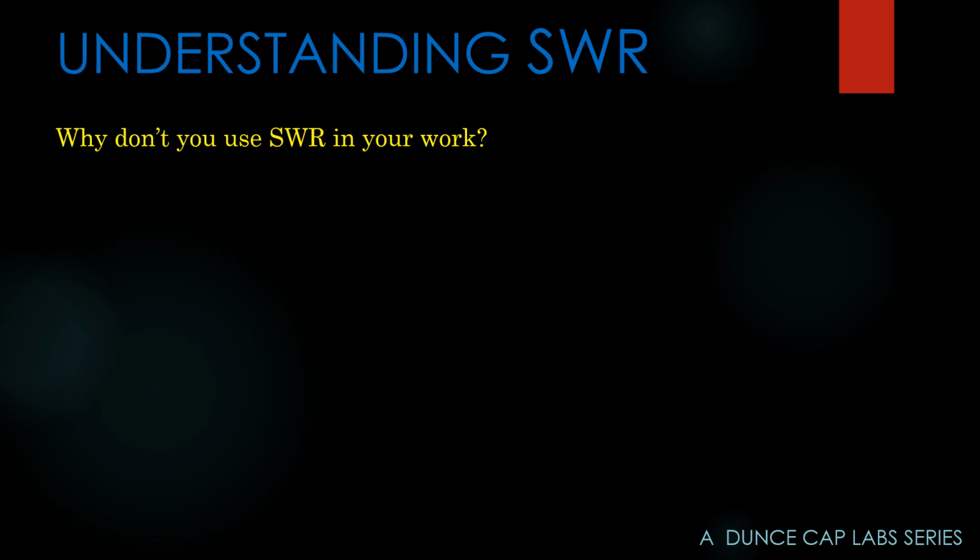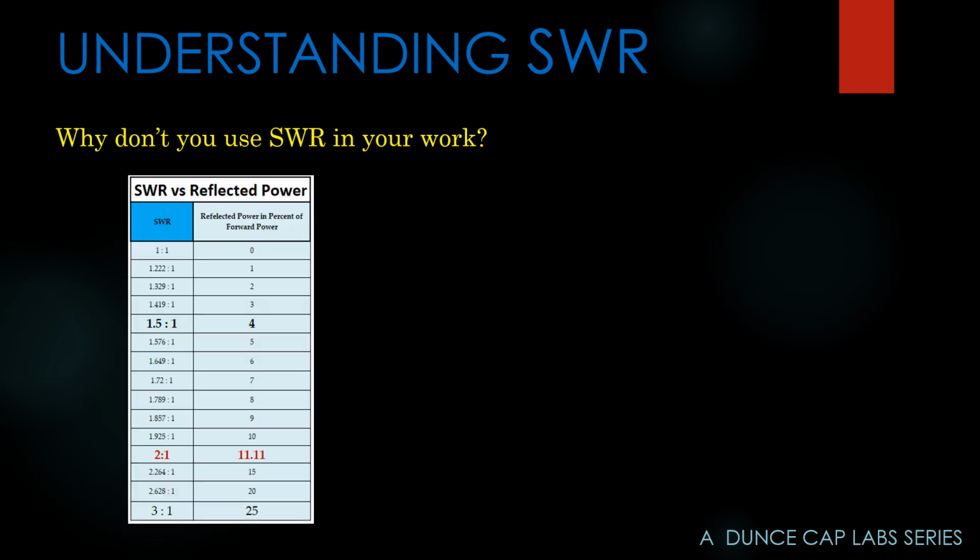Take a look at this. Now, if a 3-to-1 is 25% reflected, a 2-to-1 is only 11%. A 1.5 is 4%. But look at this. One lousy watt is a 1.222 to 1. That just seems deceptive to me. We all know that really anything from 1.5 to 1 on down is a good match. You're doing good. I prefer to know what percentage of power I have coming back.